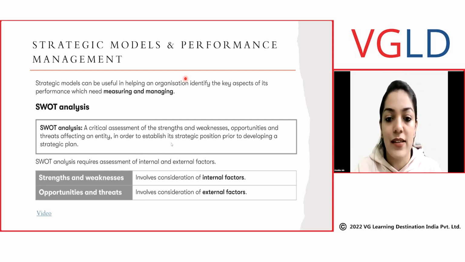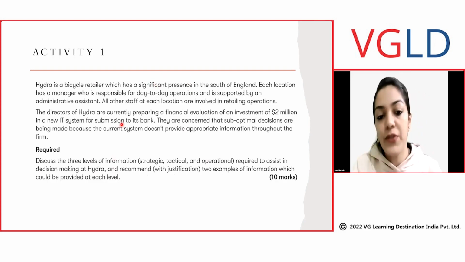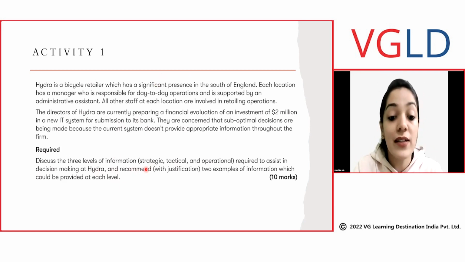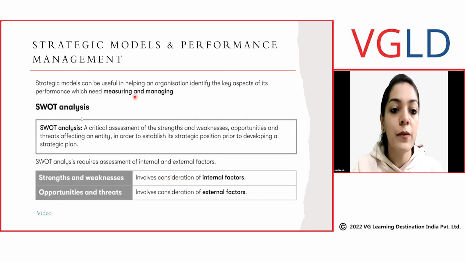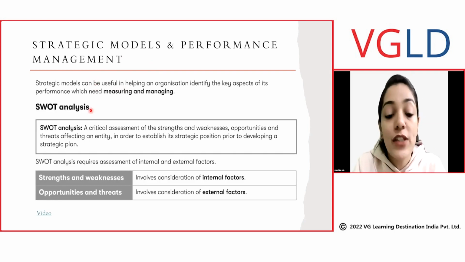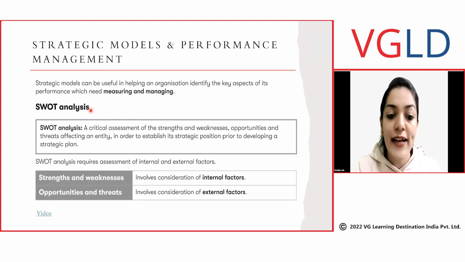So we had completed till this activity yesterday of Hydra company, and we discussed the different levels of information with new recommendations for the performance measures which can be undertaken by this company. Let's continue. The new topic is strategic models and performance management. So you will be studying a lot of models. Which one model did I tell you to include in your summary notes yesterday? Did you start preparing that summary note? Any Excel or Word file?